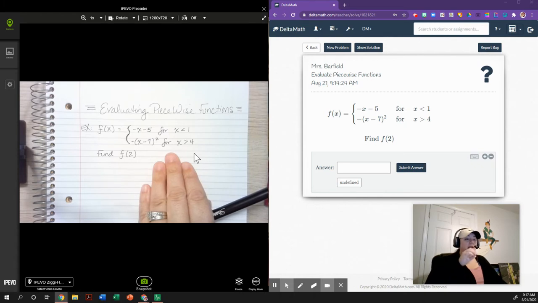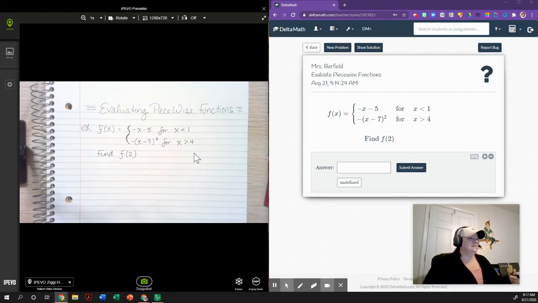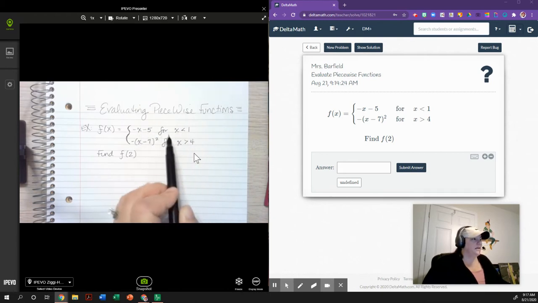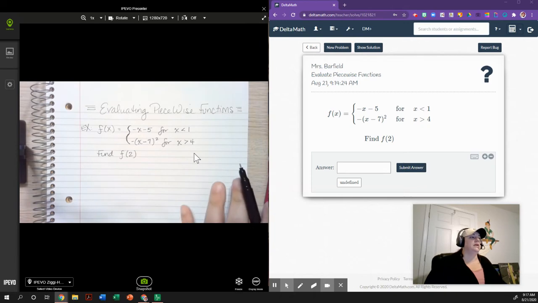This is what a piecewise function looks like. Its name, take out the y's, it's a piece function. So what it is that I have pieces. So this is one part of my picture, and this is the second part of my picture. Now, what we're going to be looking at is just evaluating them.